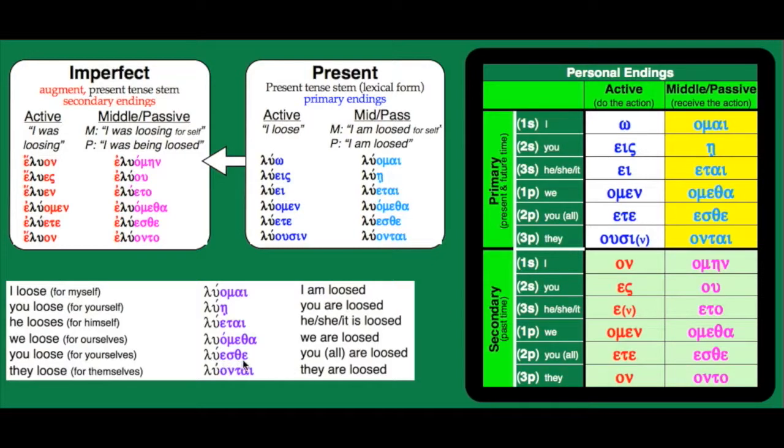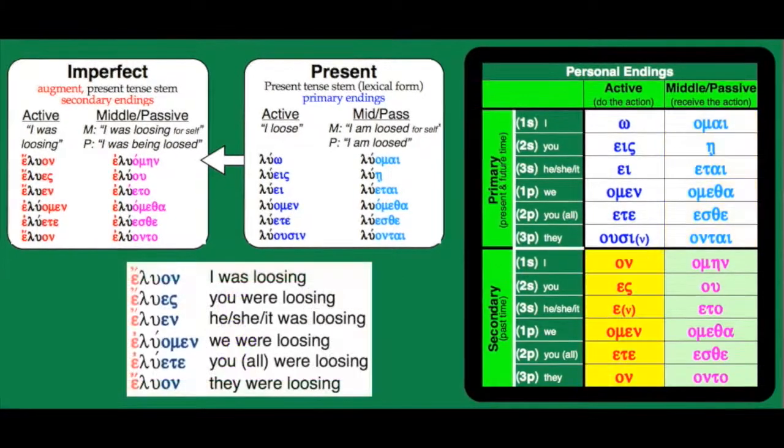Lu estha means you all are loosed, you plural. And lu antai means they are loosed. Lu amai, lue, luetai, lu amatha, lu estha, lu antai. The secondary active endings are on, s, n, amen, eta, on. Say them with me now. On, s, n, amen, eta, on.